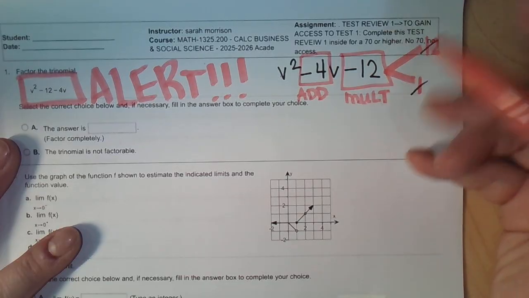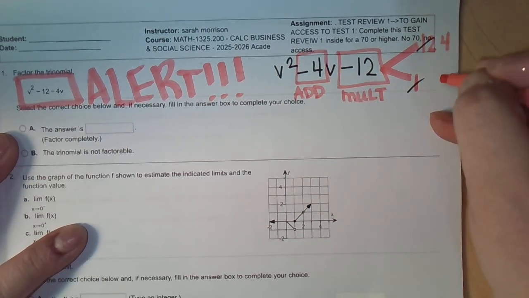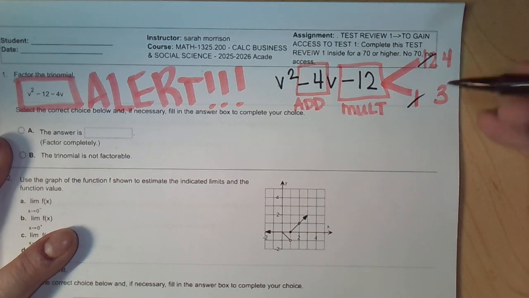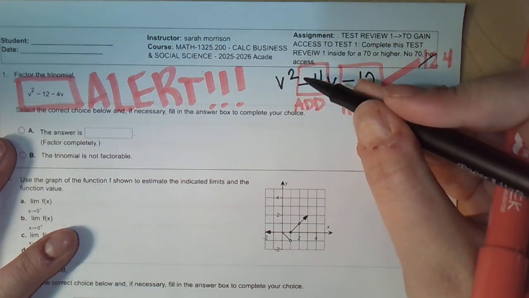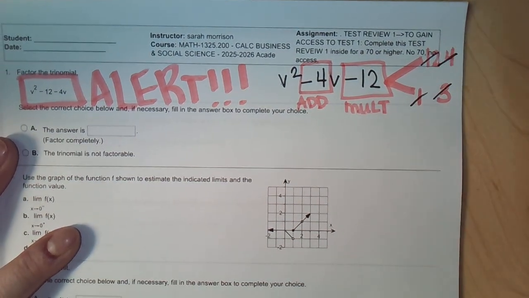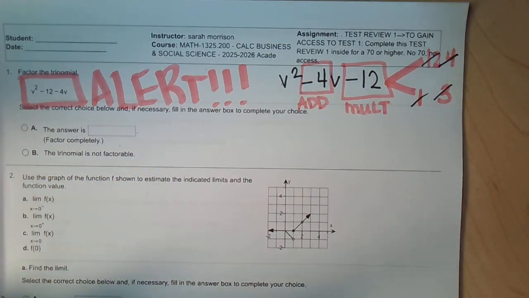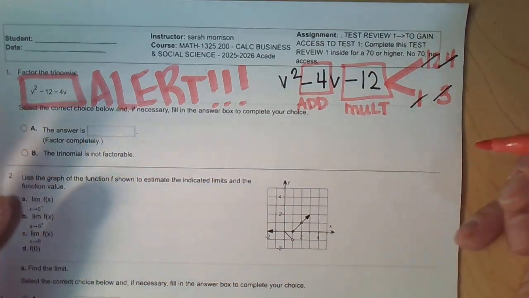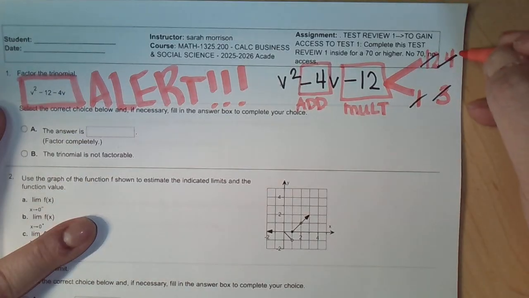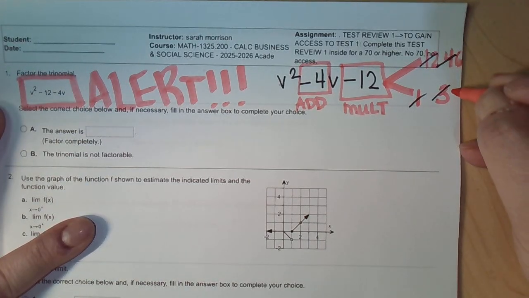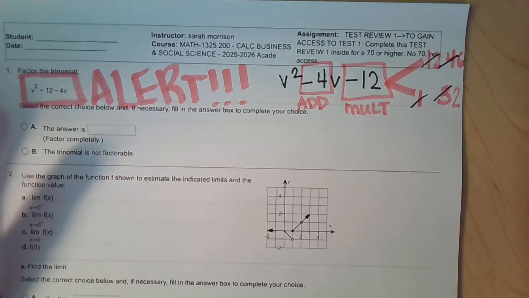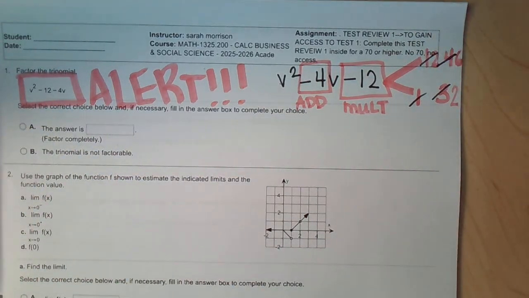What else multiplies to 12? Well, a 4 and a 3. But will those ever add up to this middle 4? No. What else multiplies to 12? A 6 and a 2. That's what we're going to use, a 6 and a 2. The question is whether we use plus or minus.